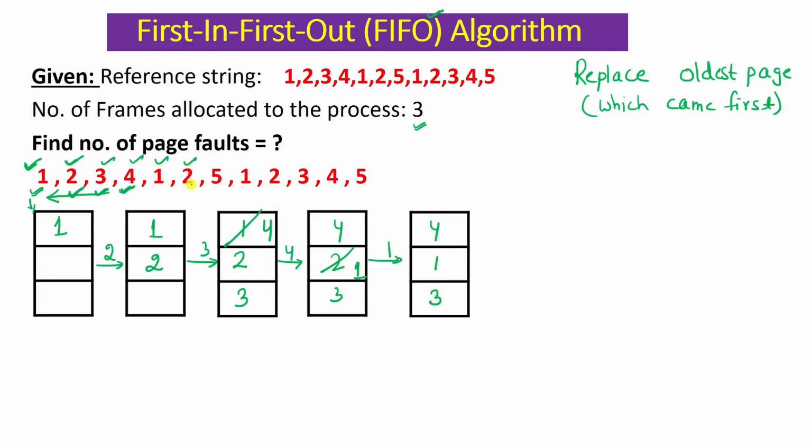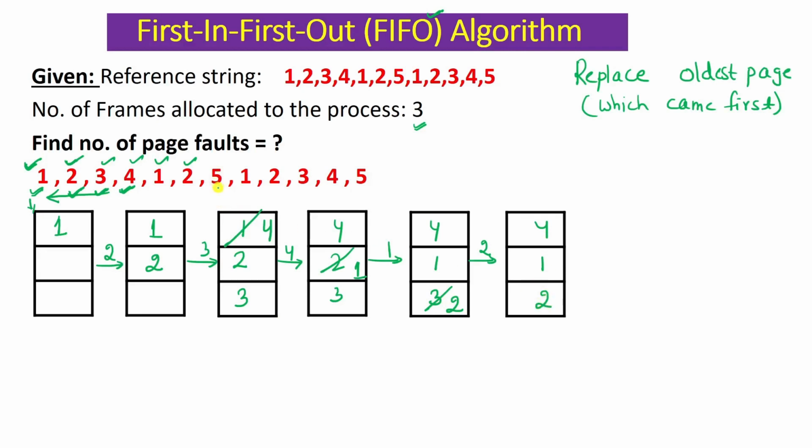Now let's check for the page 2. Page 2 is again not inside any of the frames, so it will create a page fault. Now which page should be selected as a victim page? Again the oldest page. This 3 is the oldest page. It should be selected according to the FIFO algorithm. So here I will keep 2, so it is 4, 1, 2.